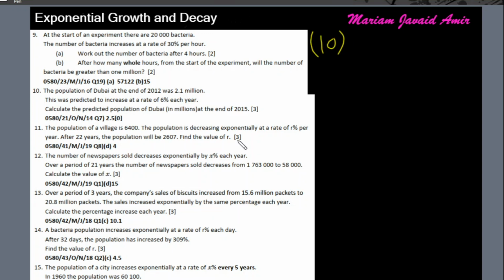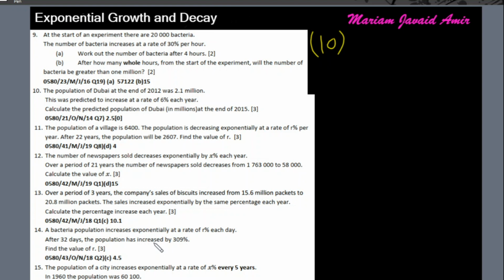The population of Dubai at the end of 2012 was 2.1 million. This was predicted to increase at the rate of 6% each year. Calculate the predicted population of Dubai in million at the end of 2015.